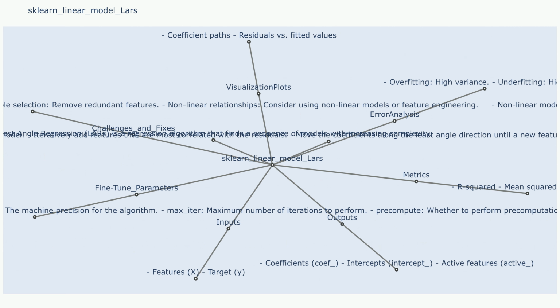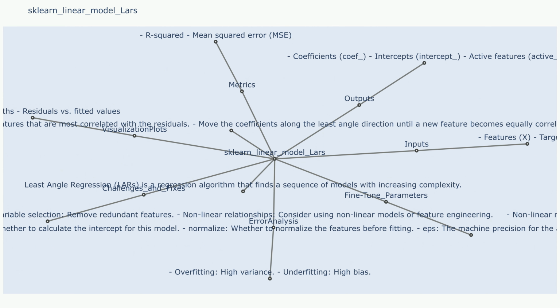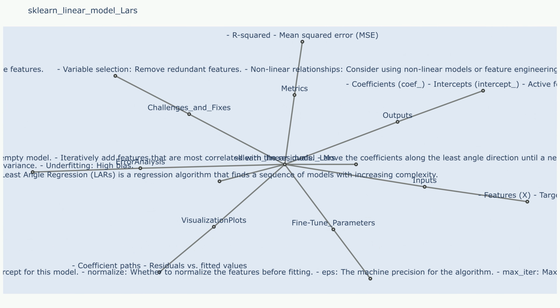Challenge 2. High dimensionality. When the number of features is very large compared to the number of data points, the LARS algorithm can become computationally expensive. Sample use case that resulted in challenge 2. A dataset with thousands of features but only a few hundred data points. Fixes to challenge 2. Feature selection. Select a subset of features that are most likely to be relevant to the target variable. Dimensionality reduction. Use dimensionality reduction techniques like principal component analysis (PCA) to reduce the number of features.